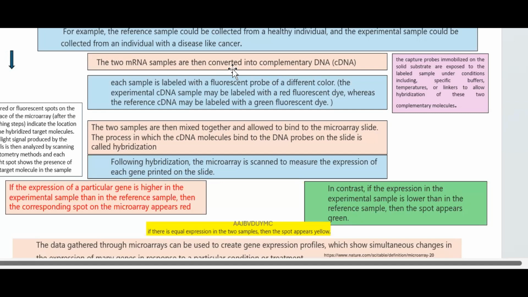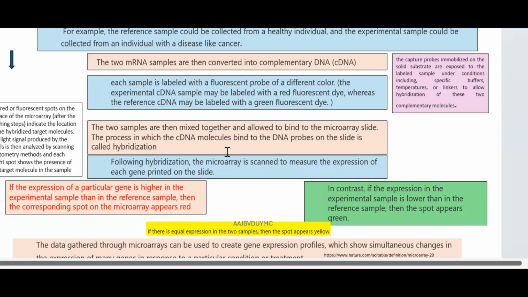Now, each sample is labeled with a fluorescent probe, because if hybridization is going to happen, it has to be detectable. For that, you need a label, and a fluorescent probe is commonly used, of different colors, right? In the previous slide, you have seen one as green and one as red. So, whatever chromophore you attach to it, accordingly, you will get the difference. For example, the experimental cDNA sample is labeled with red fluorescent dye, and the reference cDNA is labeled with green fluorescent dye. Just imagine this, right? So these two samples are then mixed together and allowed to bind to the microarray slide.